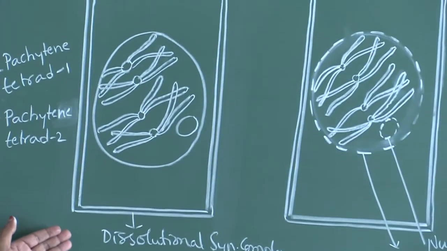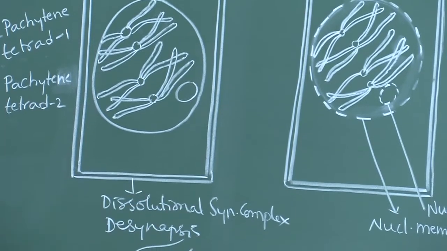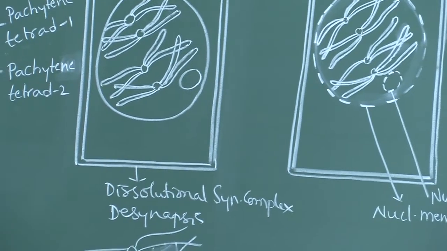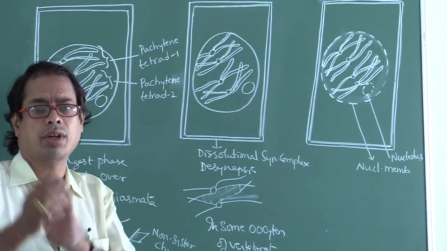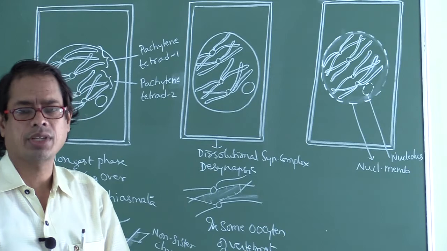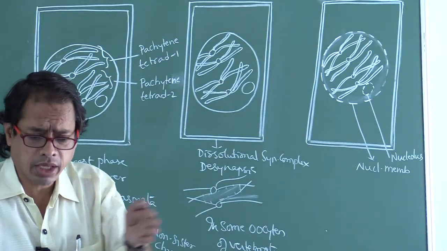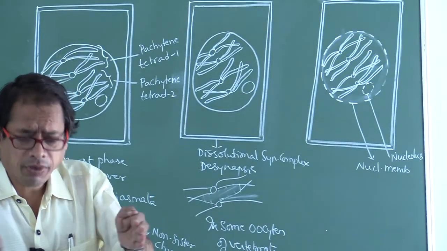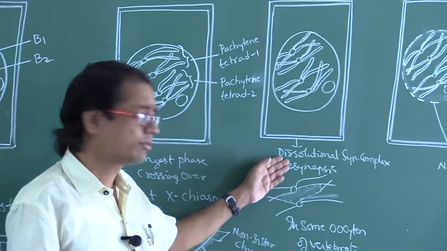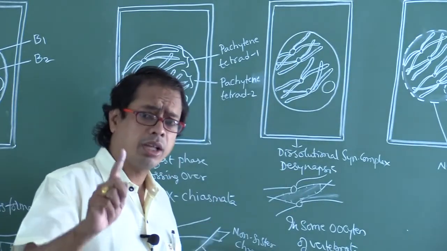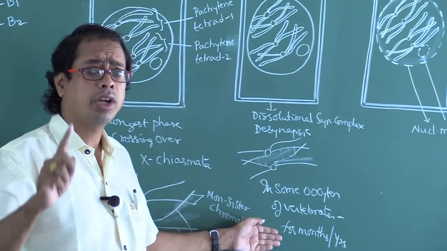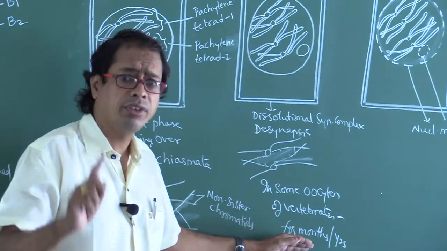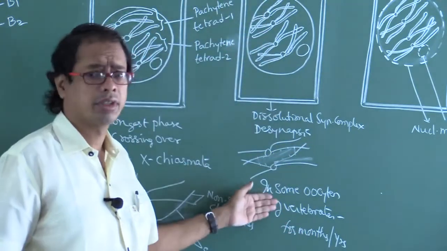So, what are the points related to diplotene? Dissolution of synaptonemal complex occurs. The homologous chromosomes tend to separate from each other except at the site of crossing over. This is so-called desynapsis. If homologous chromosomes get together, it means synapsis. Separated from each other means desynapsis. Next one, in some oocytes of vertebrates, diplotene occurs for months and years. Which phase? Diplotene.